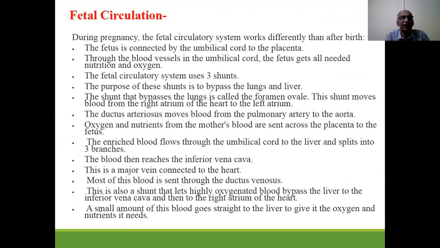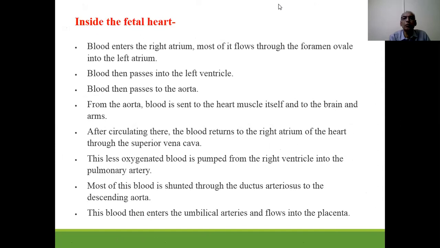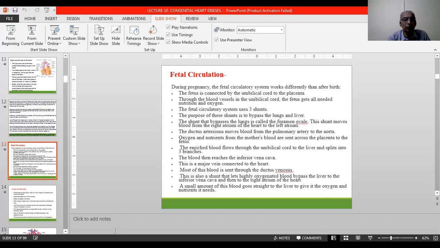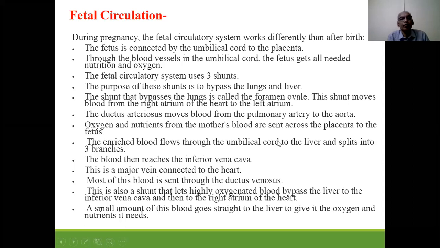Now, very important is the fetal circulation. During pregnancy, the fetal circulatory system works differently than after birth. Fetus is connected by the umbilical cord to the placenta. Through the blood vessels in the umbilical cord, the fetus gets all needed nutrition and oxygen. The fetal circulatory system has three shunts.